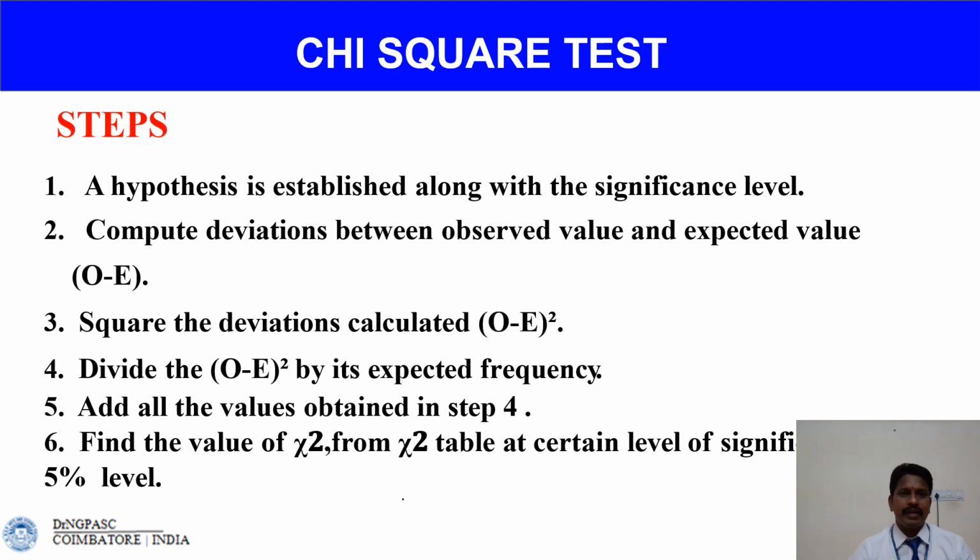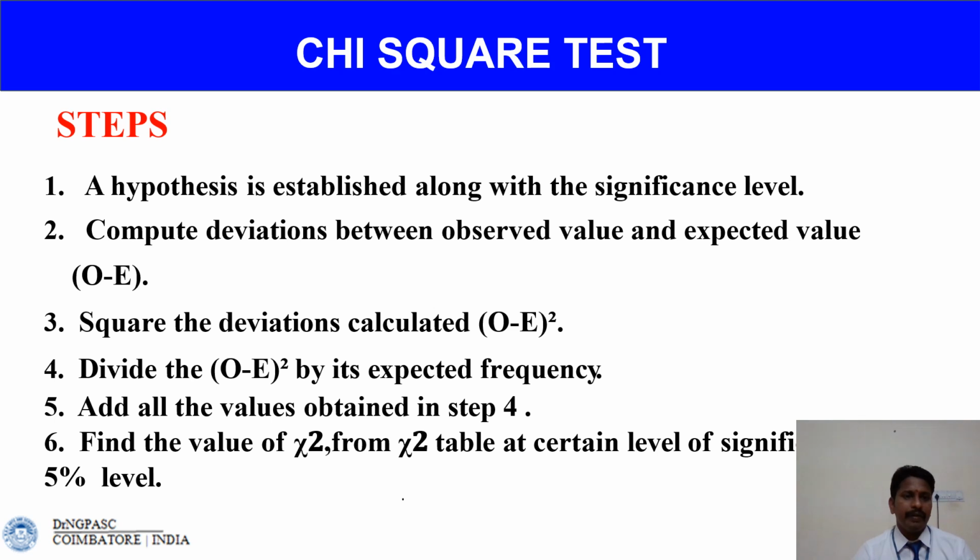The steps of chi-square test. First, a hypothesis is established along with the significance level. Hypothesis means our assumption, which may be positive or negative. Second, compute deviations between the observed value and the expected value, that is O minus E. O means observed frequency, E means expected frequency. It is the difference of observed and expected frequency.